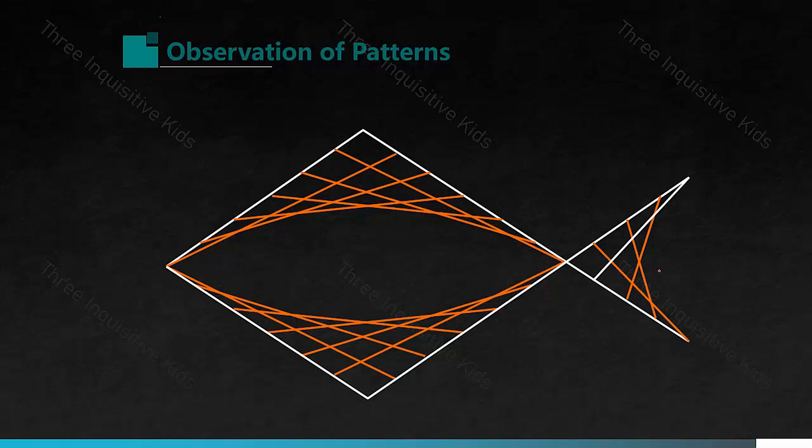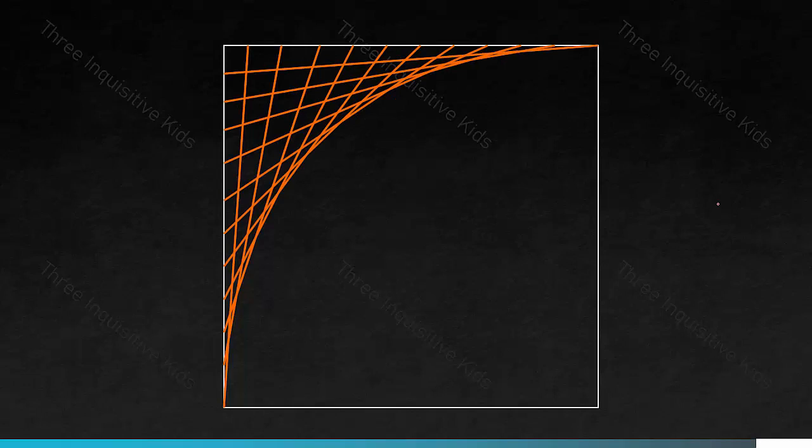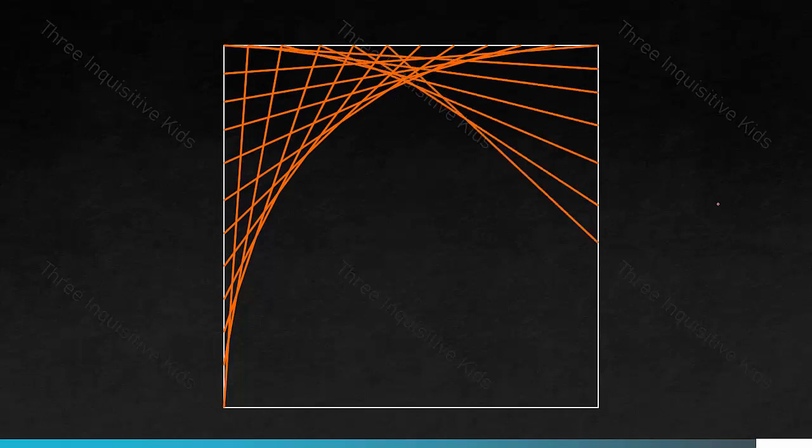So what was this all about? As you can see, somebody used straight lines to create an image that looked like it had a curve to it. And this is using the same idea.